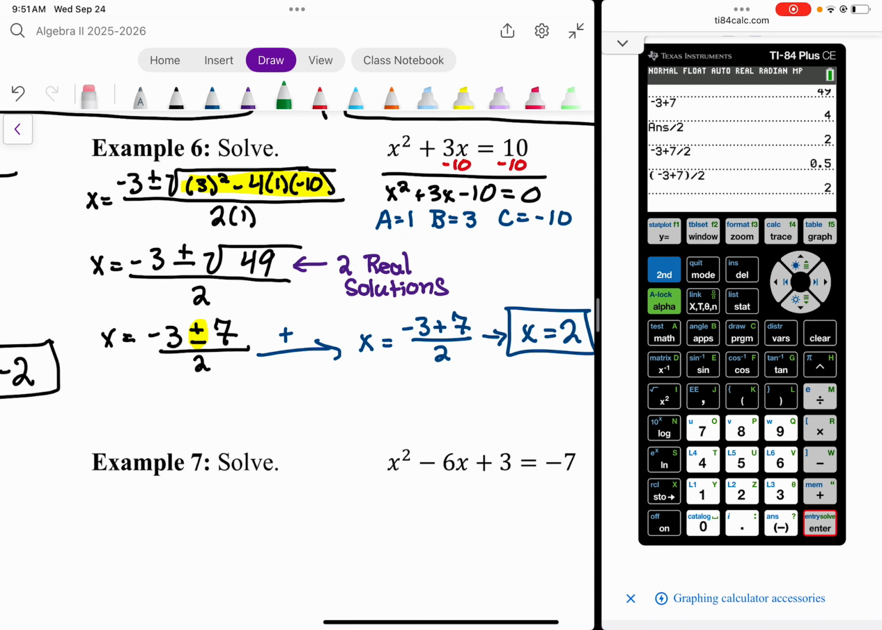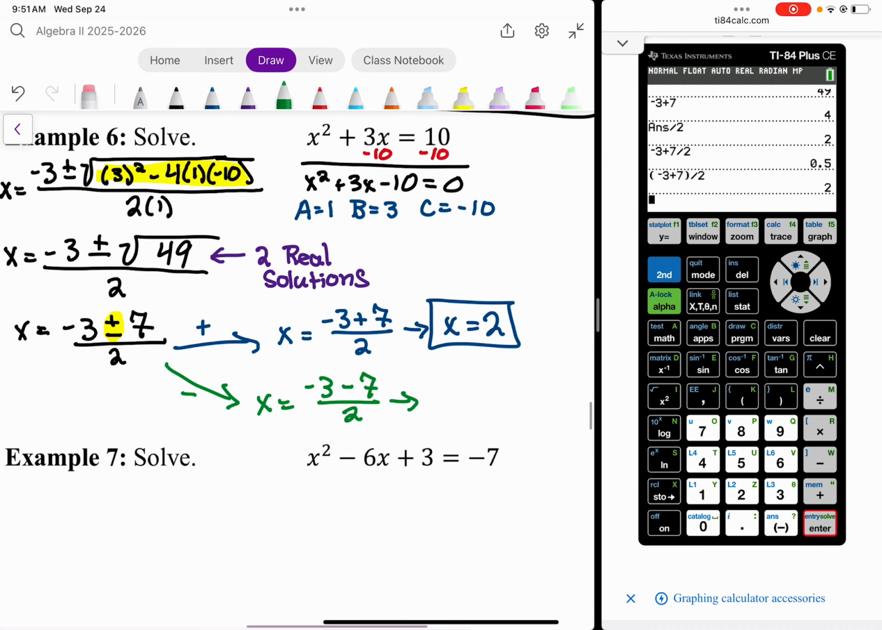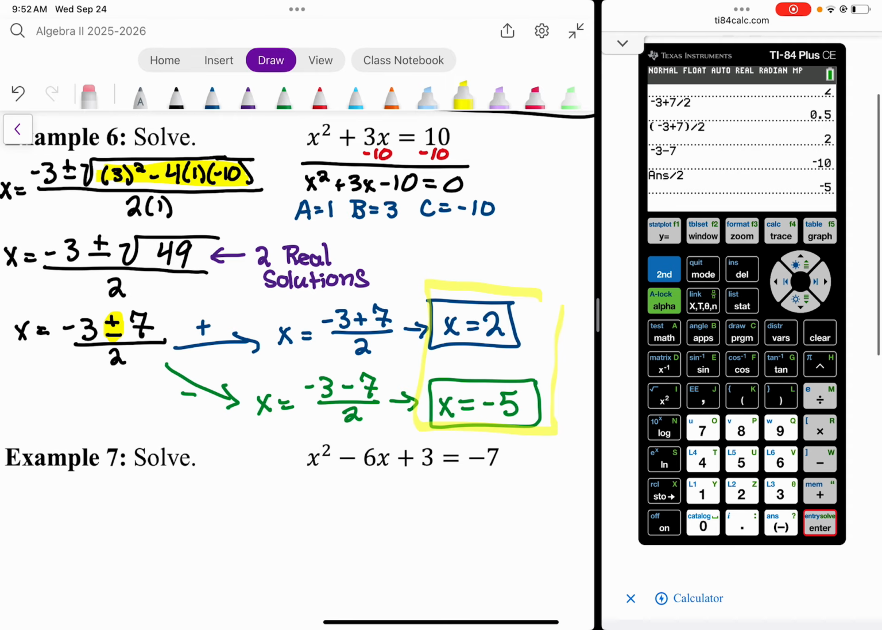Okay, then we need our second to subtract. So we'll have x equals negative 3 minus 7 all over 2. And again, if you want to use your calculator, you can. Type in the top part first, so negative 3 minus 7, hit enter, and then divide that result by 2. So this one, our final answer, we get x equals negative 5. And there are our 2 real solutions.